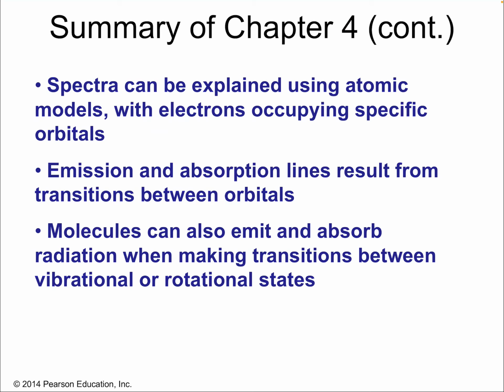Then we talked about how spectra can be explained using atomic models with electrons occupying specific orbitals. This was most relevant to emission spectra, right? This idea of the allowed orbits, occupying specific orbits. It also applies to a lesser extent to absorption lines. Emission and absorption lines result from transitions between orbitals. Molecules can also emit and absorb radiation, making transitions, which will make defined lines as well, but there will be many more of them, including ones from vibrational and rotational states of molecules. And that's it.